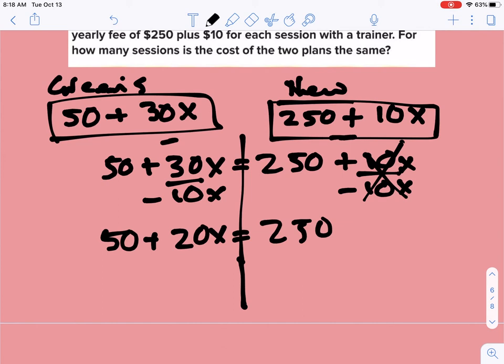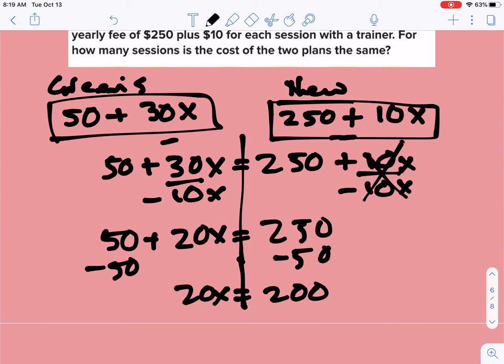So now let's get the numbers all on one side. Remember, variables on one side, numbers on the other. Minus 50, minus 50, so you get 200 equals 20x. If you divide both sides by 20, you would get x is equal to 10.